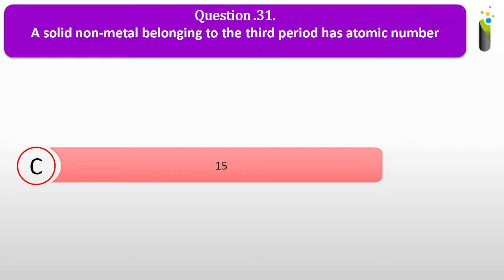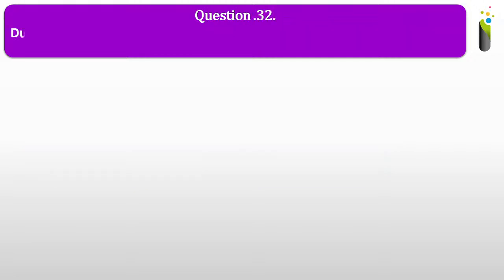And the correct answer for question number 31 is C, 50. So the solid non-metal belonging to the third period has atomic number 50. Coming to the next question number 32.